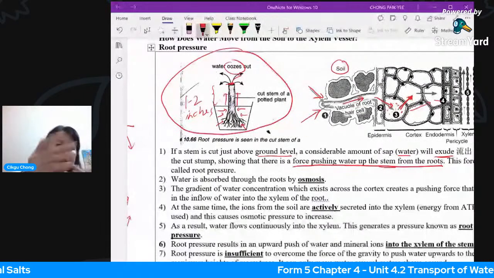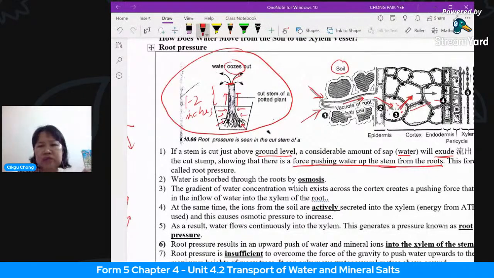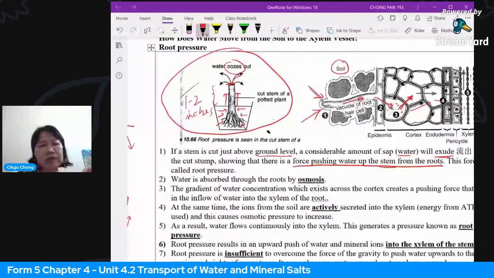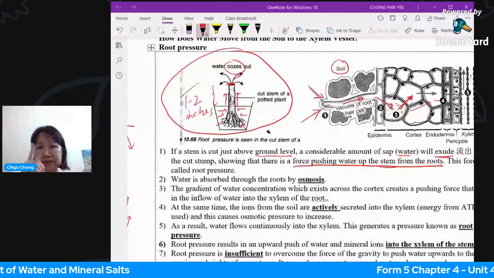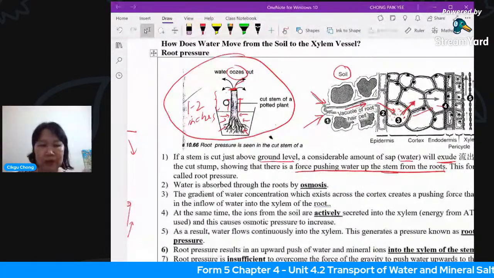So water is actually pushing up. Okay? But this is not going to be very strong. It is going to be maybe just a few cm or a few inches off the ground, off the root only. Okay, that is the first force. Okay, understand? Okay.